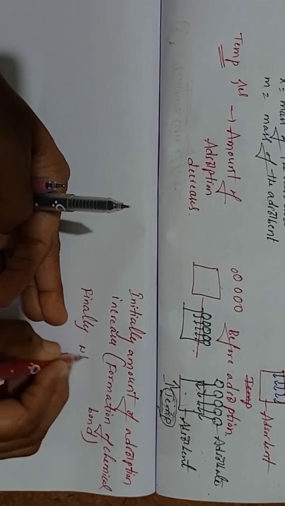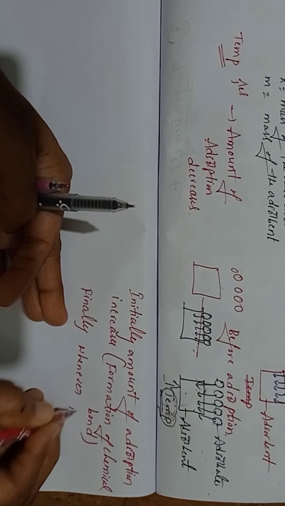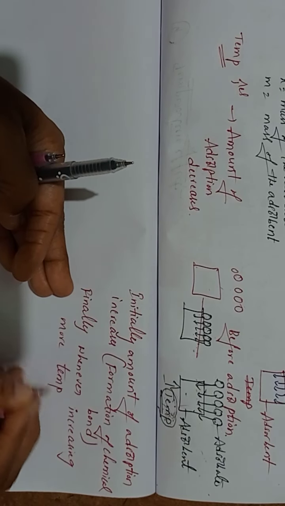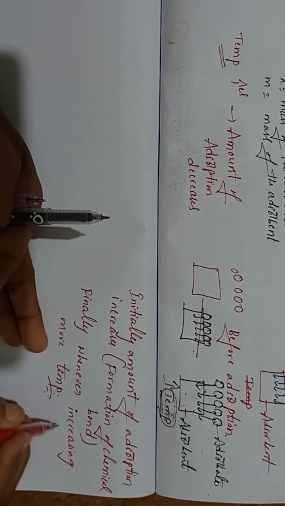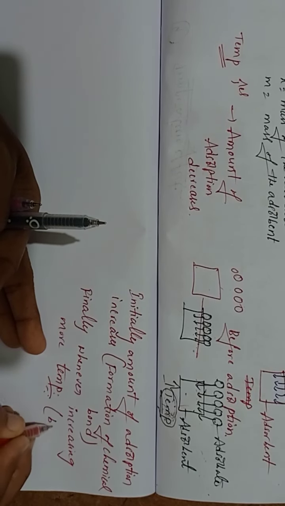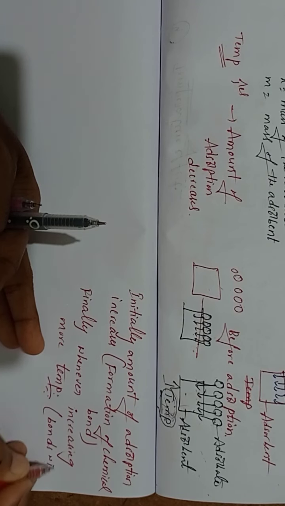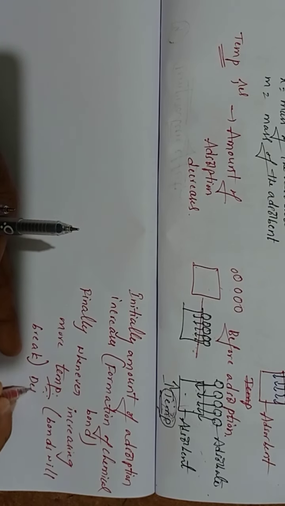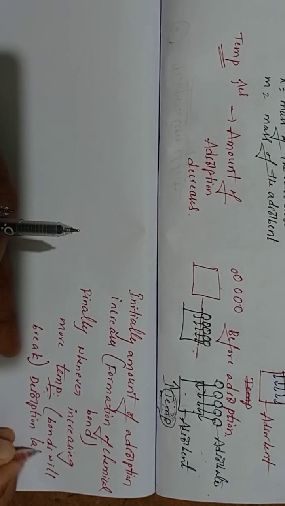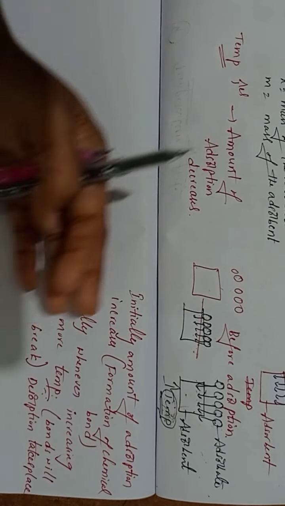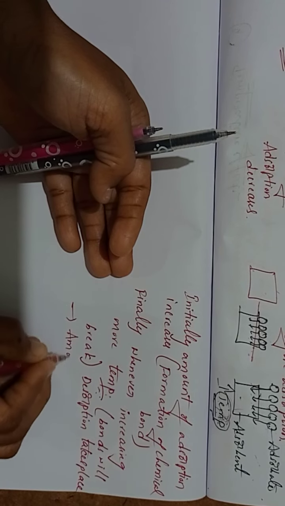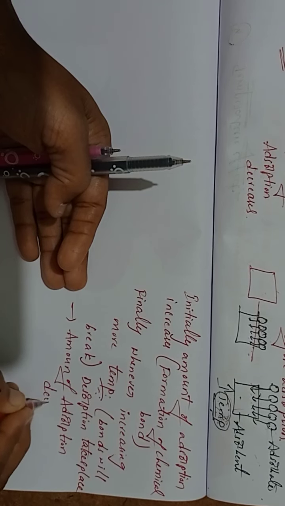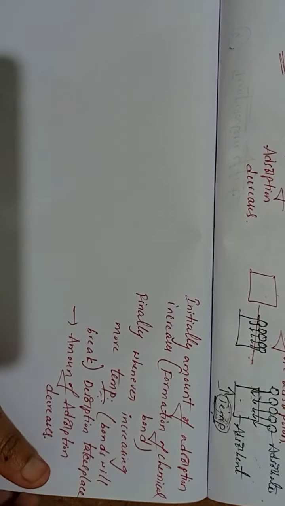Finally, whenever we increase the temperature more, what will happen, students? Bonds will break. Correct? Chemical bonds will break. So bonds are breaking, students. When bonds break, desorption takes place and the amount of adsorption decreases. Clear this, students? The amount of adsorption decreases.